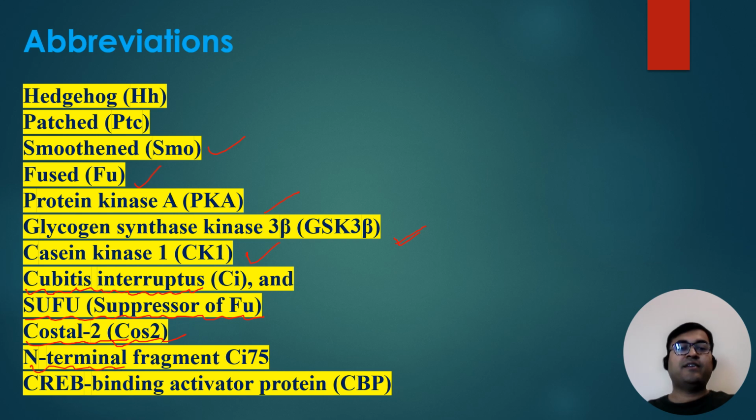CI75 is actually the N-terminal fragment of CI, which is the larger in size. CBP stands for CREB binding protein. And you might also be wondering why these names look a little different. Most of these proteins were first discovered in Drosophila, and in Drosophila the nomenclature system that is followed for the proteins is something similar to this. So these are some of the abbreviations for the proteins that we have used in the previous slide.